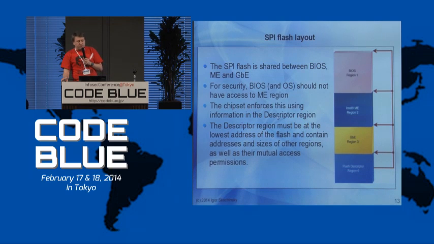Now, this descriptor region contains not only the sizes and locations of the other partitions, but it also contains permissions. For example, it can say that if the access comes from the BIOS, then it may not access the Intel ME region. This is enforced by the chipset using the settings, the bits in this descriptor region. So this is an additional security feature used as a countermeasure against unauthorized access to this ME region.